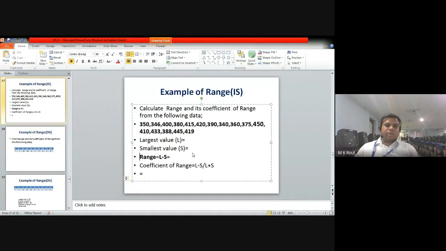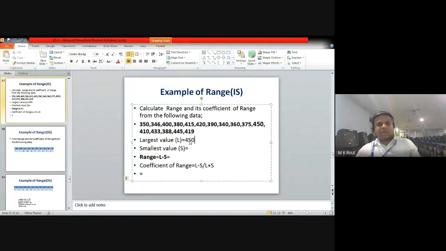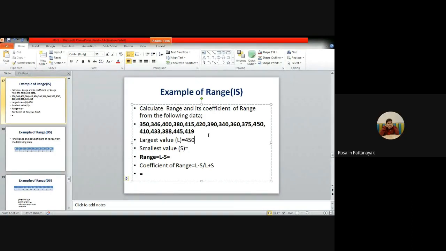Yes, anyone? Which is the highest value? 445, sir. 450, sir. The wrong answer. That's why inspection method is not applicable in case of calculating range. Okay, the largest value L is equal to 40. What is the smallest value from the given series of data?